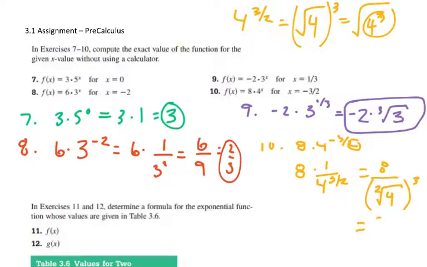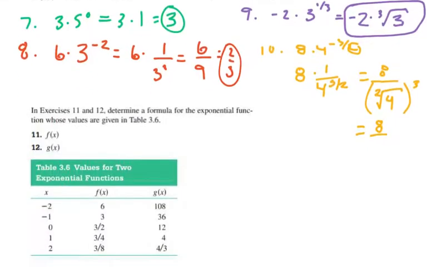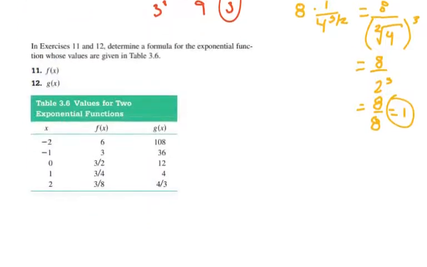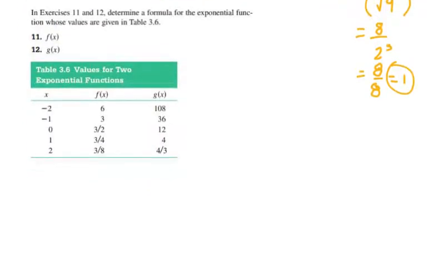So, we have 8 over the square root of 4, which is 2, and 2 cubed. Ooh, so we have 8 over 8, which is 1. Wow, that was a big side step there. Okay. Yay, mental math.